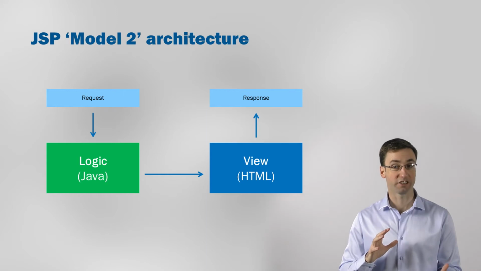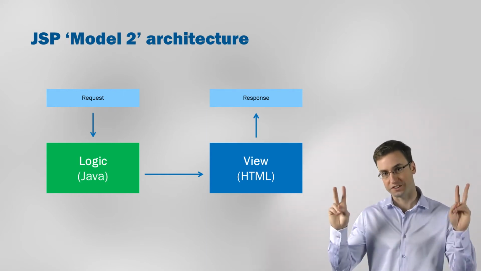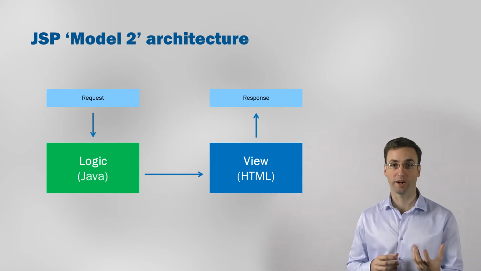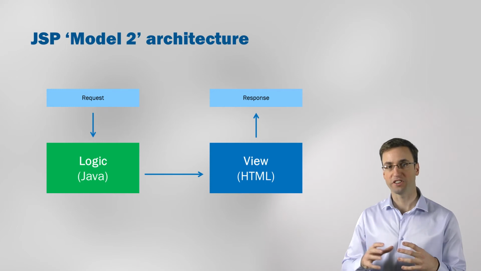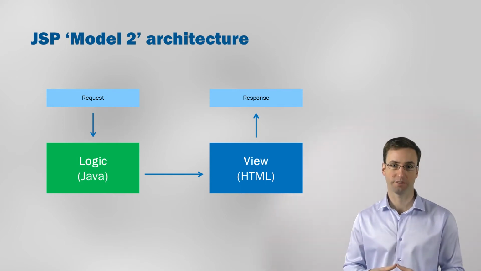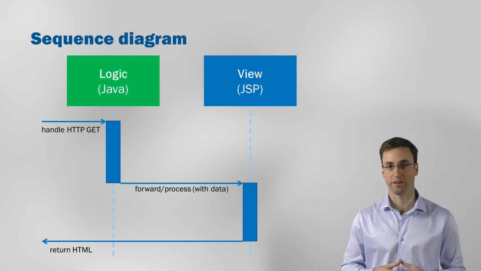Now, a Model 2 architecture is the opposite. In a Model 2 architecture, the Java code is the boss. When you make a request, it's handled by a Java class. When it's finished, it uses JSP to generate the response. Here's a sequence diagram that shows the Model 2 scenario.